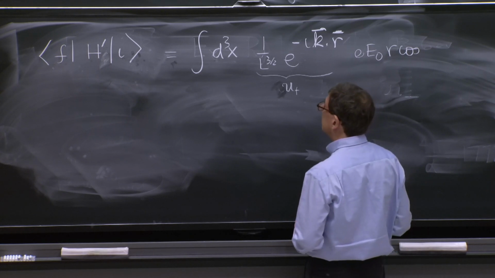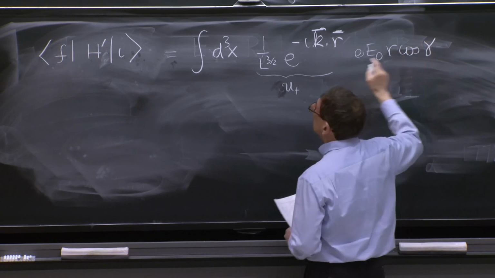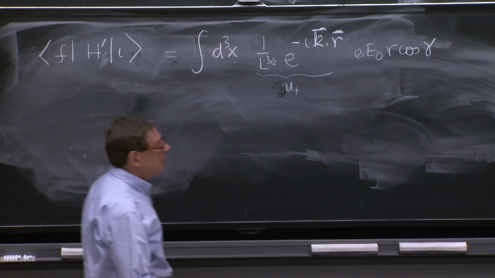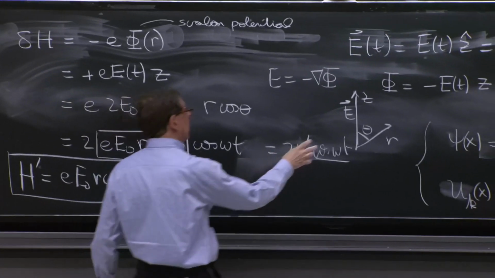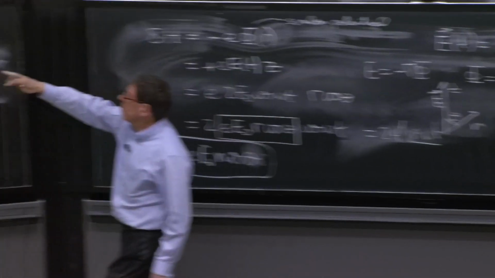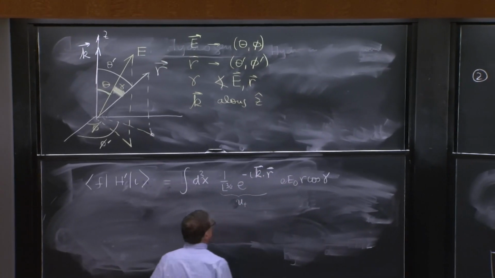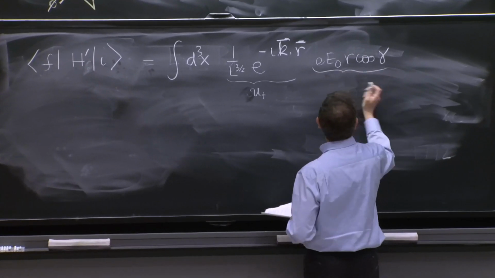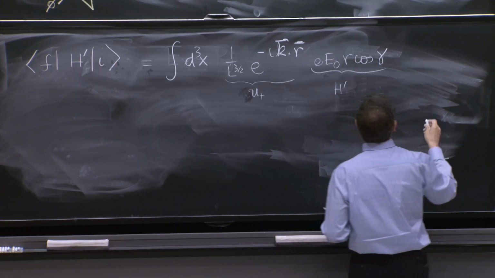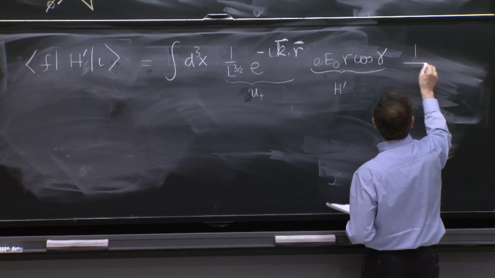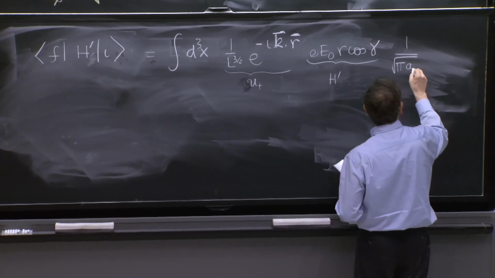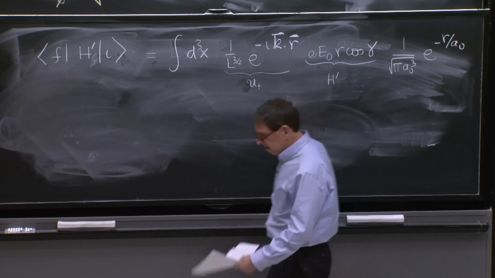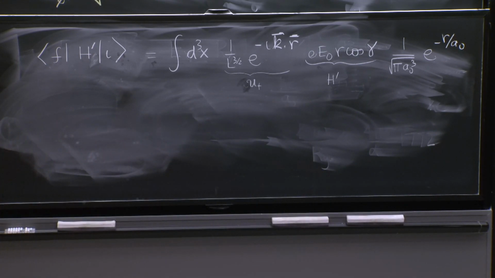Cosine gamma, is that right? This is what we had there, the angle between the electric field and R. It was theta to begin with, but now has become gamma. And then the final state, so this is our H prime, and the initial state is 1 over square root of pi a0 cubed e to the minus r over a0. Okay, this is our task.